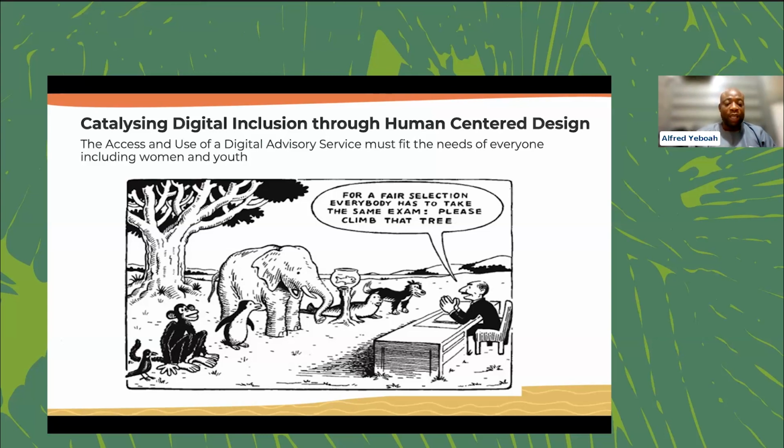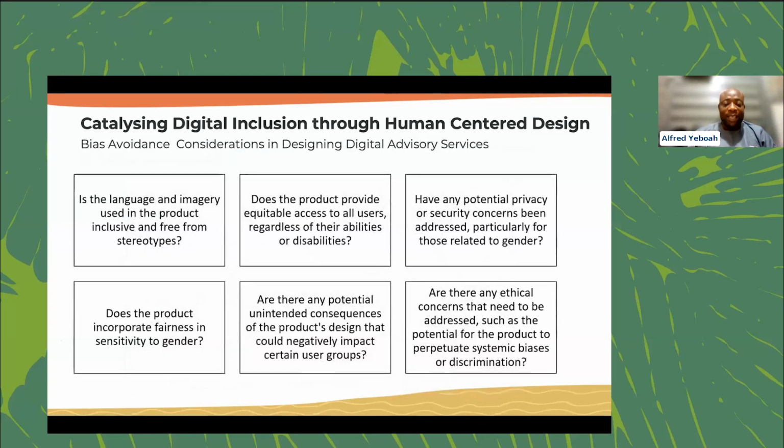Next slide. Based on findings and learnings from the HCD process, the project team consciously avoided bias in the way the FarmBetter app, the platform, was redesigned.